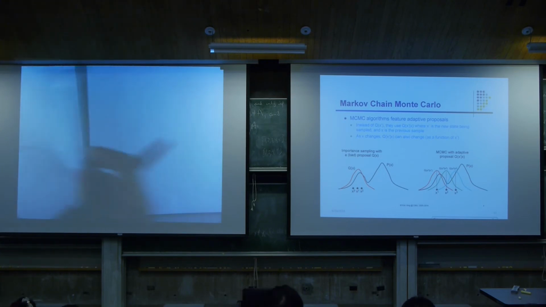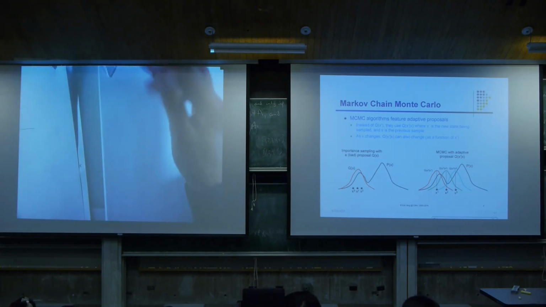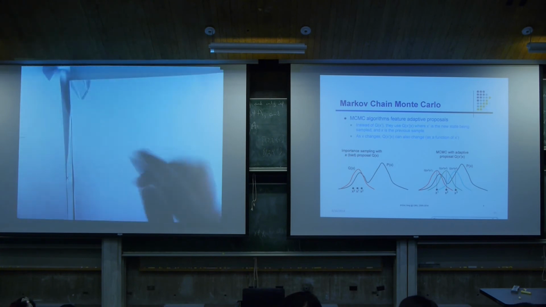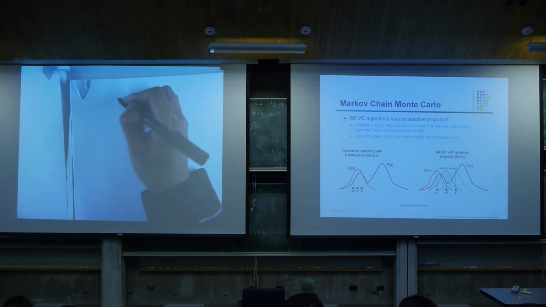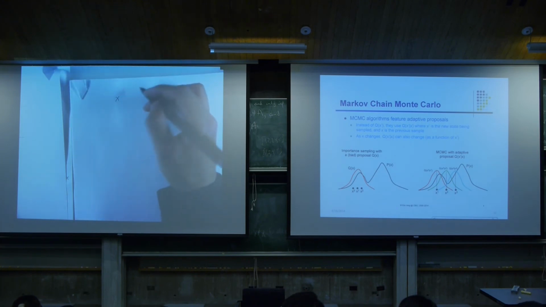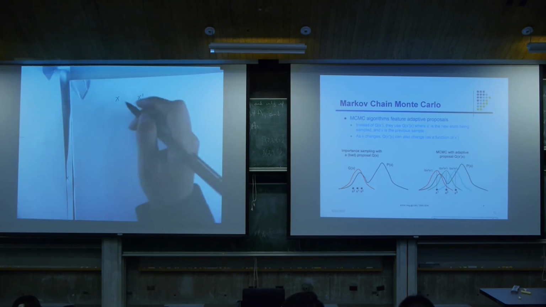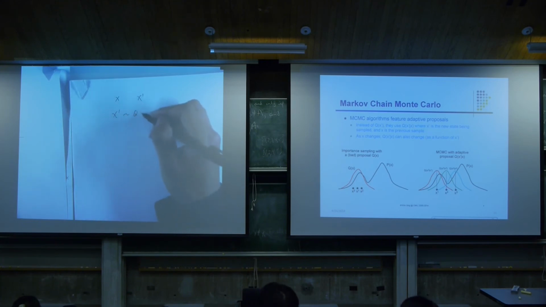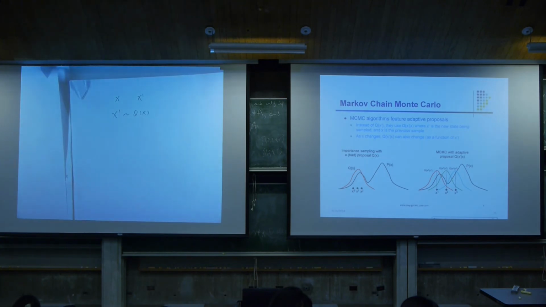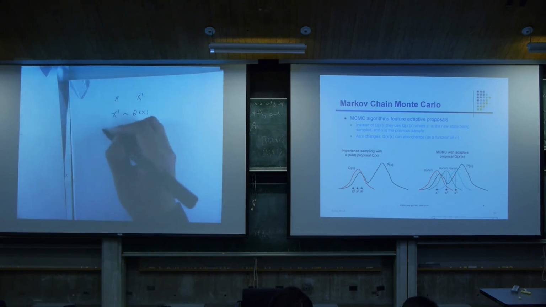So here is the idea in MCMC. Suppose we already have a sample X, and we want to generate a new sample X prime. How can we sample X prime? We are going to sample X prime from a distribution parameterized by X. Let's think about Q as a Gaussian distribution.